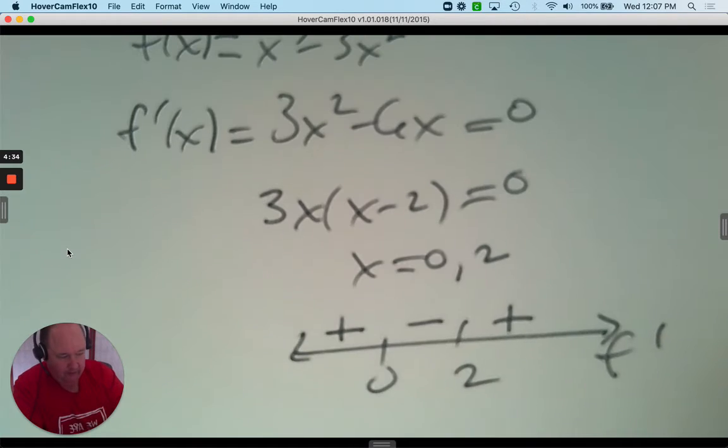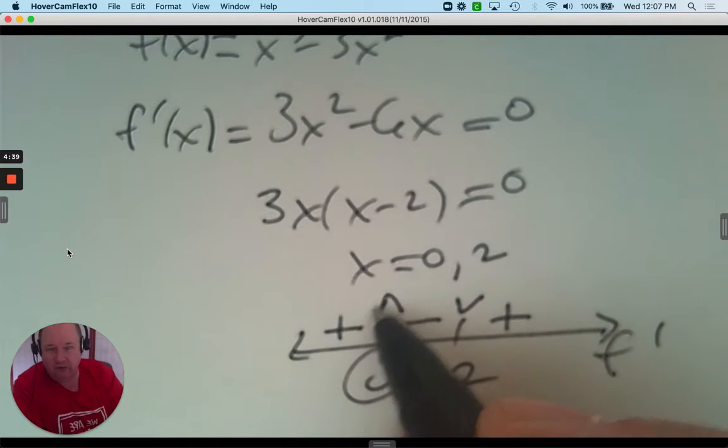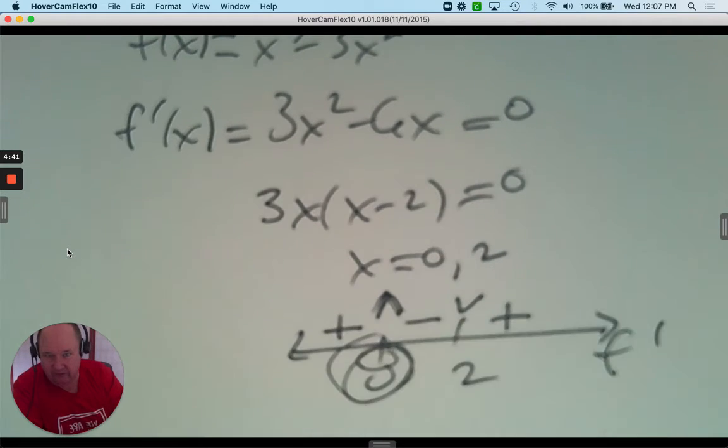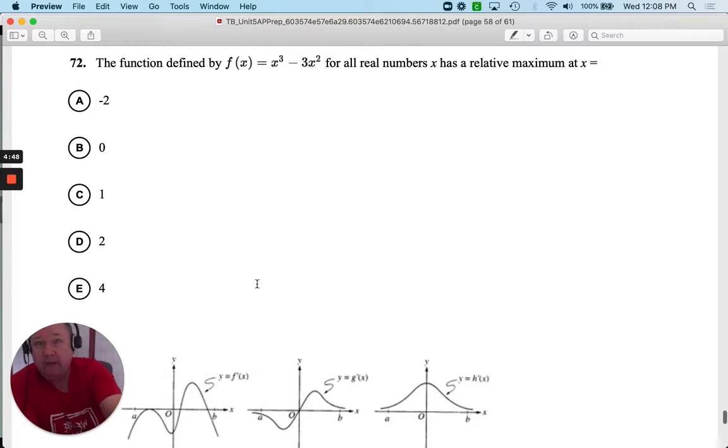All right, so where's the maximum? So at 0, it changes from positive to negative. That's a maximum. So at x equals 0, we have a maximum. The other one's a minimum. So the answer to 72 is B when x is 0.